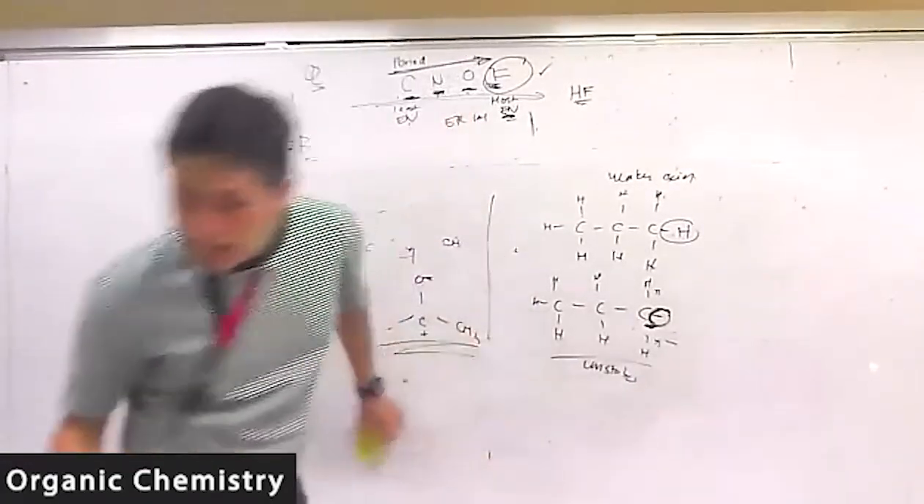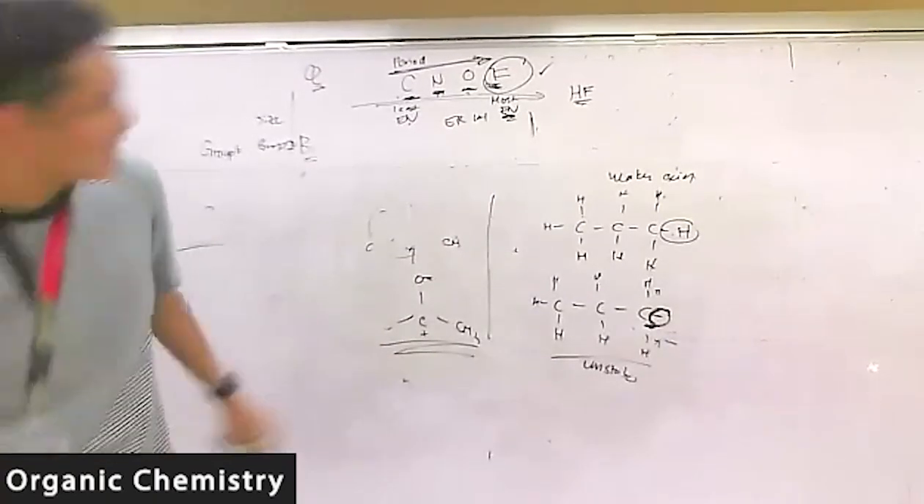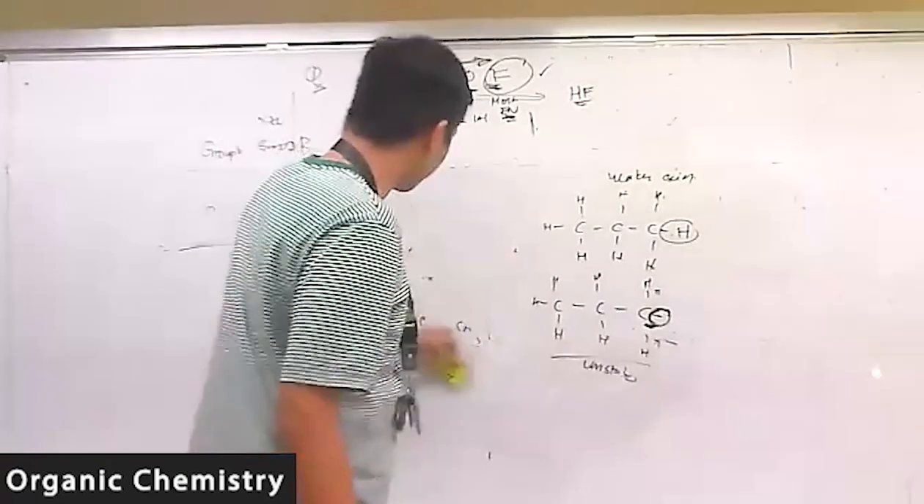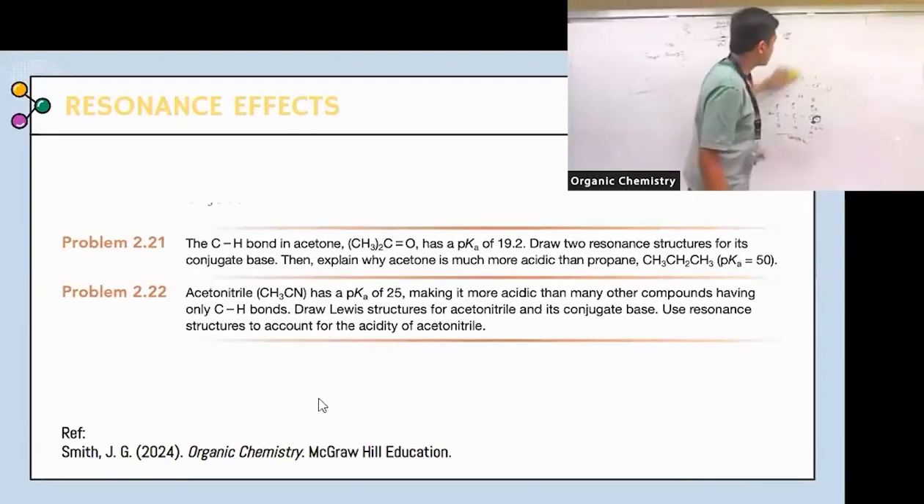Okay, next, we'll skip the next one since we don't have much of it. So next, the final criteria that we have for the strength of acid is, next slide please.